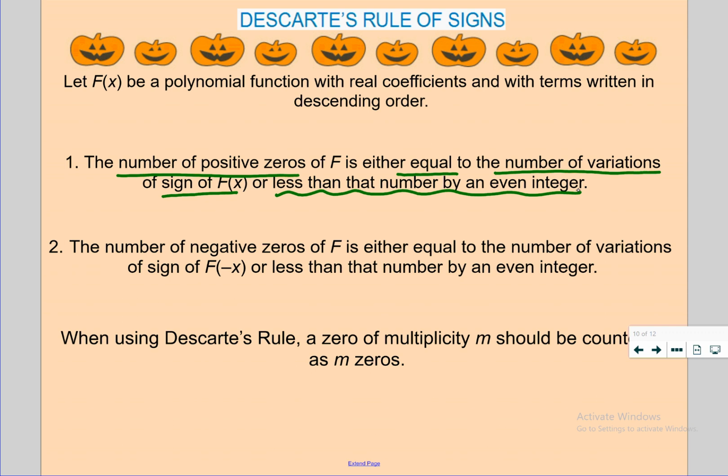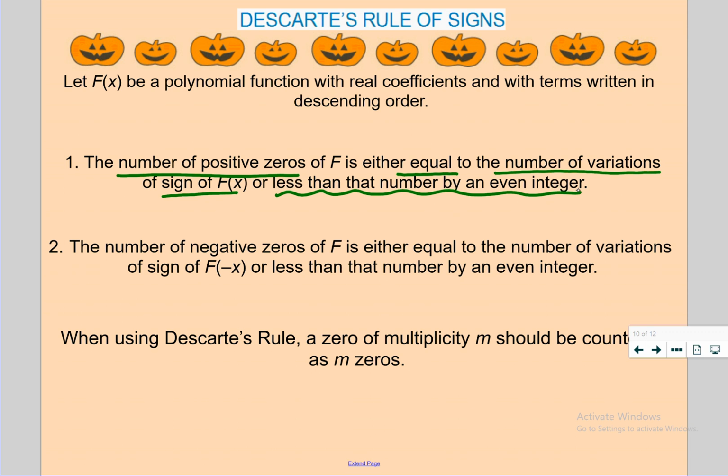Now, when we say variations of sign, we're looking at the actual equation itself and just counting how many times it changes from negative to positive or positive to negative. That's the number of variations of sign. When it says less than that by an even integer, it means take that number and keep subtracting 2 until it basically doesn't make sense anymore. So let's say I had like 5 variations of sign where it changed from positive to negative or negative to positive. This theorem would say, okay, that means there are either 5 or 3 or 1 positive zeros.